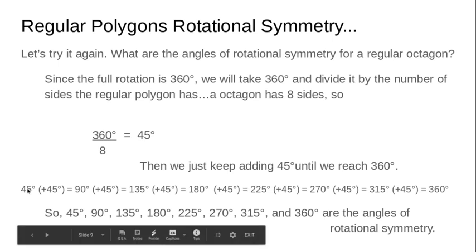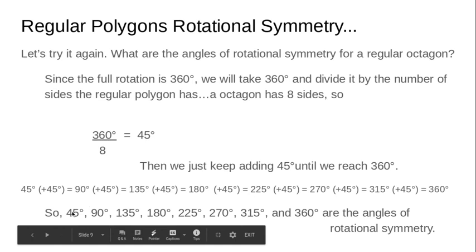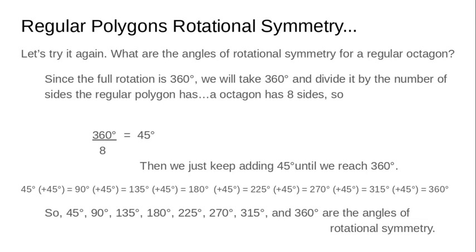So follow along this line here. We start at 45, the answer we got when we divided, and we just keep adding that number. So 45 plus 45 is 90, plus another 45 is 135, plus another 45 is 180, plus another 45 is 225, plus another 45 is 270, plus another 45 is 315. 315 plus another 45 is 360, and that's when we stop, when we end up at the answer of 360. So every one of those answers, 45, 90, 135, 180, 225, 270, 315, and 360, are all the angles of rotational symmetry for a regular octagon.